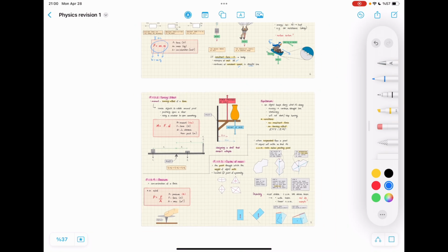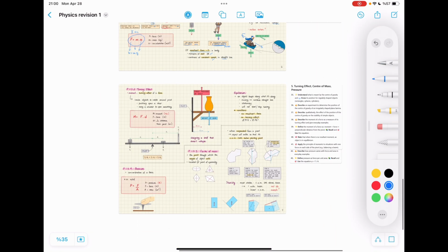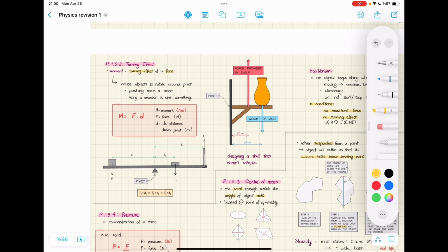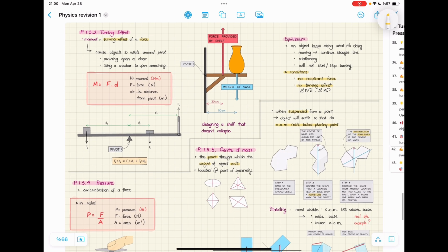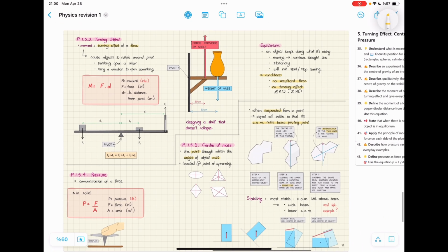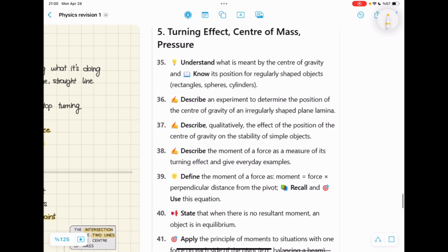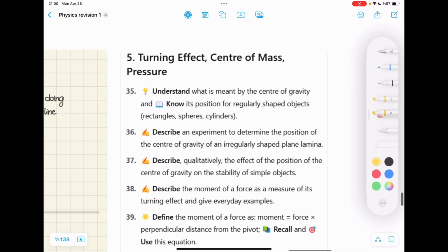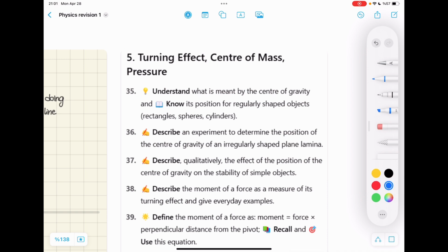Now, turning effect, we don't have much. This is the last part of this section. However, although not very hard, sometimes it can be a bit tricky for students. Another word for turning effect is also torque, and also moment of force, because moment of force is also an effect of force in a way.